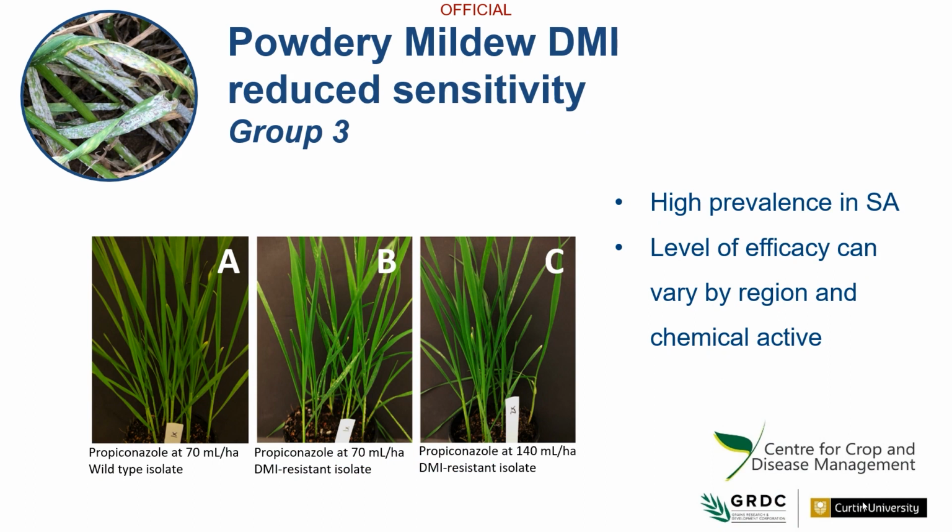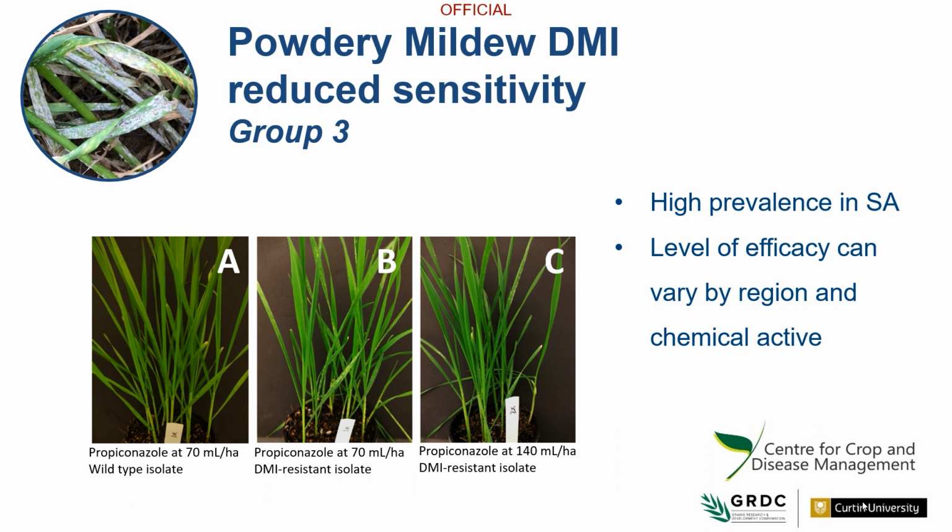There is also reduced sensitivity in our DMIs, the group 3s. From the same project, there was a high prevalence of these mutations within South Australia. And we know that the level of efficacy then for the different chemical actives can vary quite a lot based on what pocket of the state you're in and what kind of strains you've got of the pathogen population there.